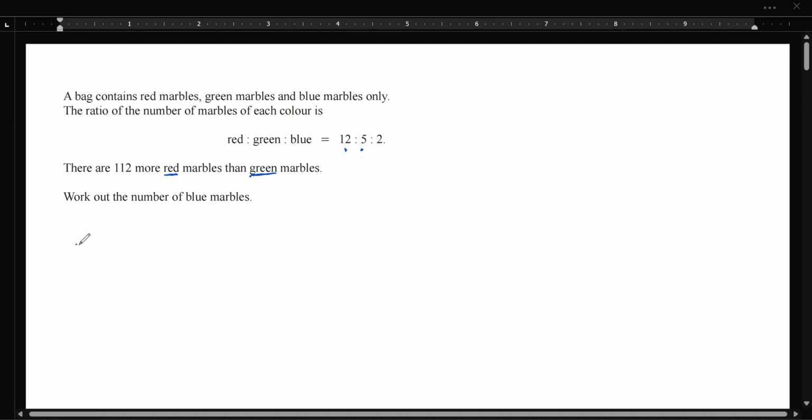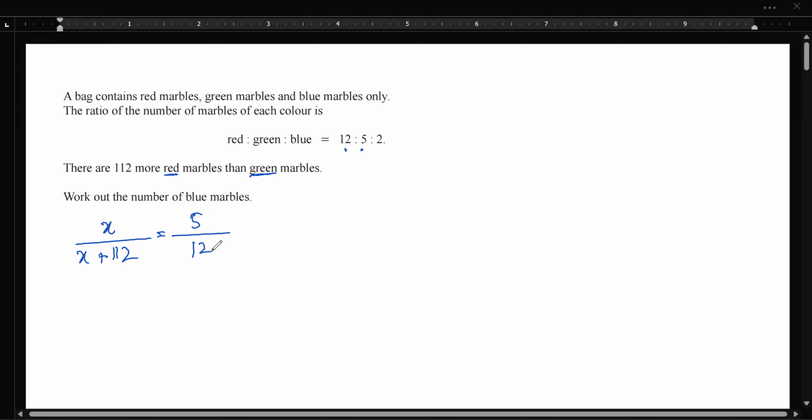For example, if I say that there are x green marbles, then the red marbles are more than the green marbles. How many more? They are going to be 112 more than the green marbles. Now focus on the ratios. What is the ratio between the two quantities? The green represents 5, so I write 5 here. Red represents 12, so I write 12 here.